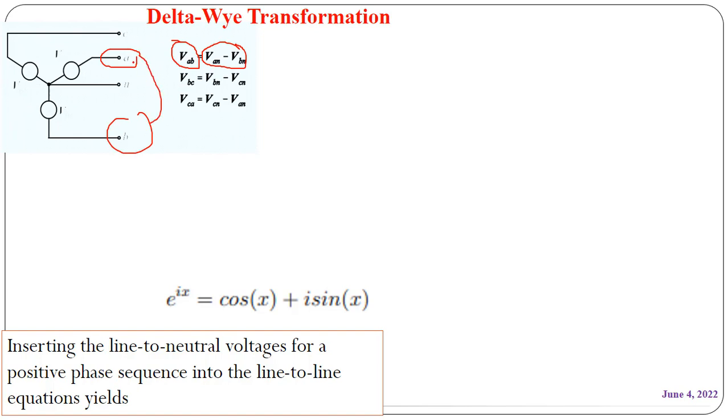the phase voltage VAN minus VBN. And VBC is equal to VBN minus VCN. VCA is equal to VCN minus VAN. Therefore, VAN is equal to VRMS at an angle of 0, and VBN is equal to VRMS at an angle of minus 120 degrees.